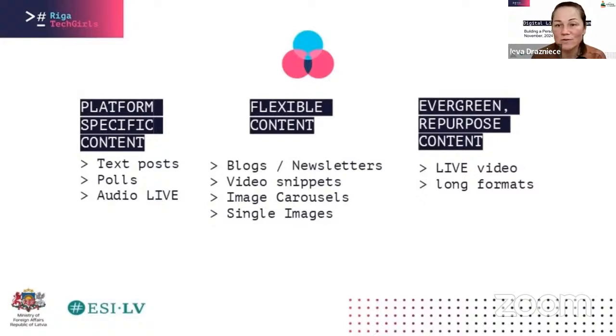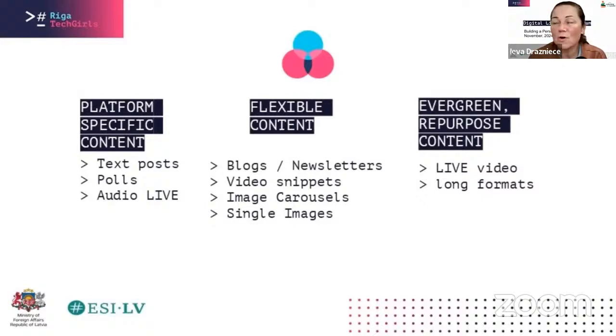But then there's flexible content, which you can use for many repurpose ideas. Like when you have blogs or newsletters, you can have them on LinkedIn, for example, you can have them on the homepage, you can have them in email marketing. So blog and newsletter is something that you can really leverage in different ways, like video snippets. Awesome. TikToks, YouTube Shorts, reels on Facebook, reels on Instagram. So many ways how you can use video snippets. Image carousels. You can use them on Instagram. You can use them on LinkedIn, for example. So it's more like flexible content.